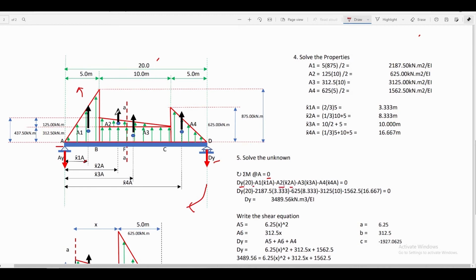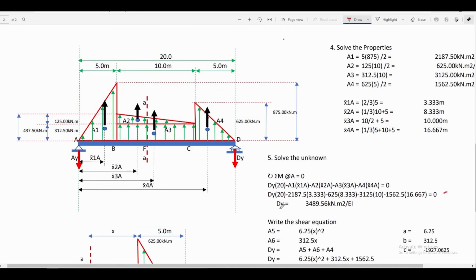For area 2 multiplied by x bar 2A, that is also a counterclockwise moment with respect to point A. Area 3 multiplied by x bar 3A, that is also counterclockwise with respect to point A, and that is also negative in our equation. For area 4 multiplied by x bar 4A, that is also a counterclockwise moment with respect to point A, it is also negative in our equation. Then we will replace the value of area 1 x bar 1A, area 2 x bar 2A, area 3 x bar 3A, and area 4 x bar 4A in our equation. And from this equation, we can solve for the value of dy, and it is equal to 3489.56 kilonewton meter square all over EI.